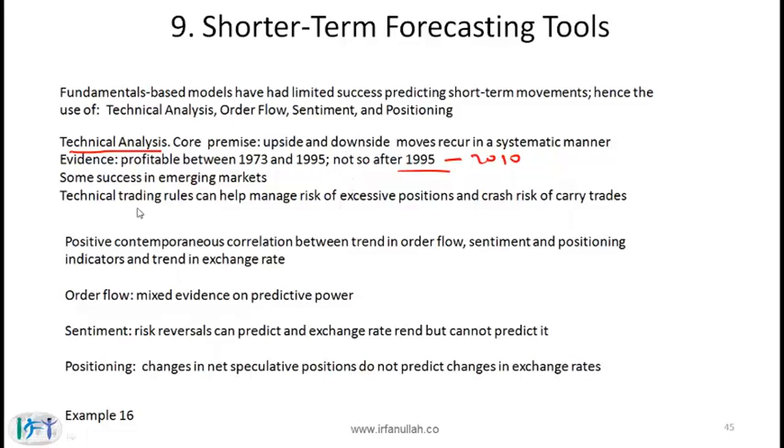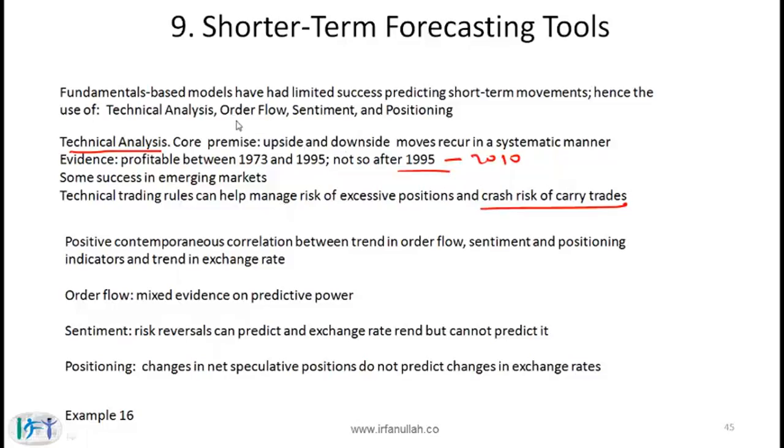However, technical trading rules can help you manage the risk of excessive positions and crash risk of carry trades. We've talked about crash risk of carry trades in earlier segments, so I will not repeat here. Or the core point is that while trading rules do not allow you to make abnormal profits, they can help you manage currency risk.